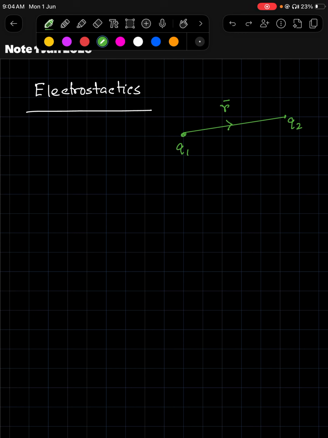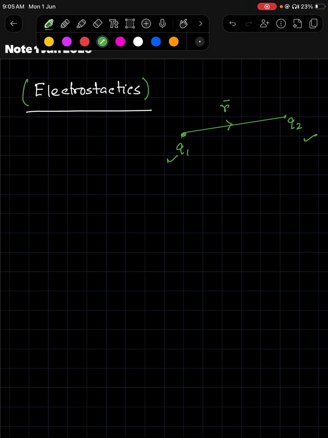Electrostatics is a chapter where we are considering static charges. Static in the sense that we are not considering their movements. Suppose there are two charges, Q1 and Q2, which are kept static at a distance r from each other. We know that like charges repel each other and opposite charges attract each other. From this notion, we can easily say that one charge is exerting a force on another, right?